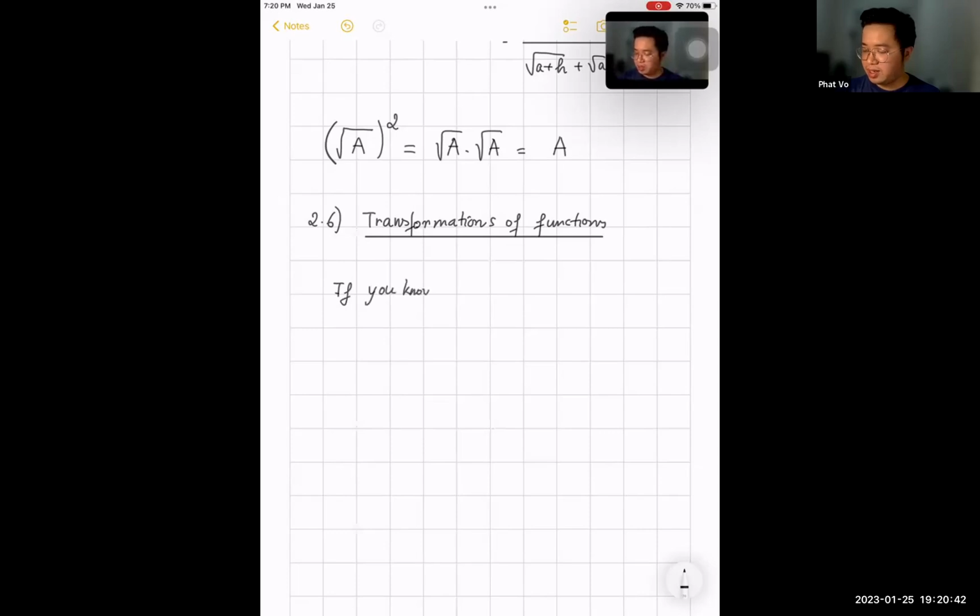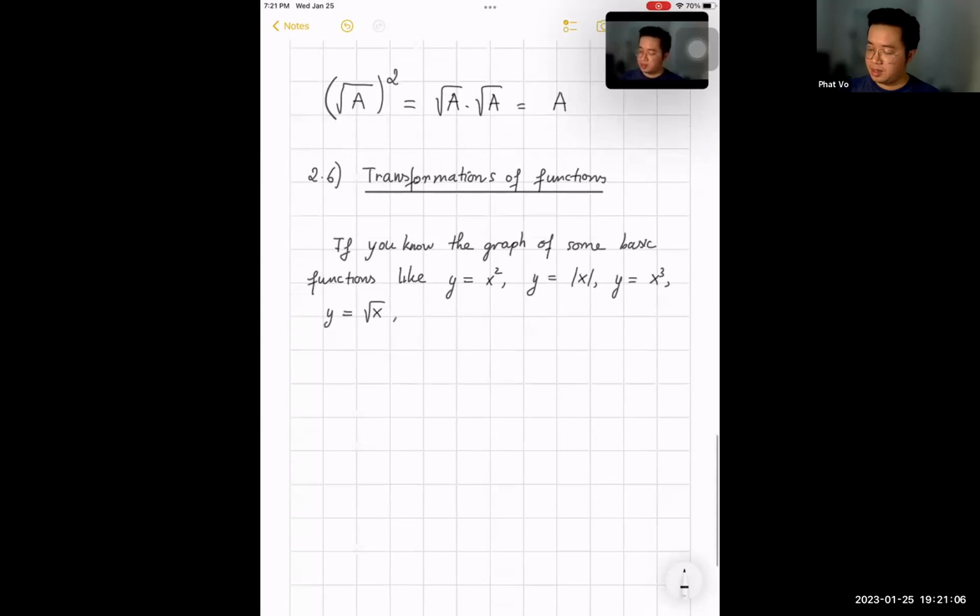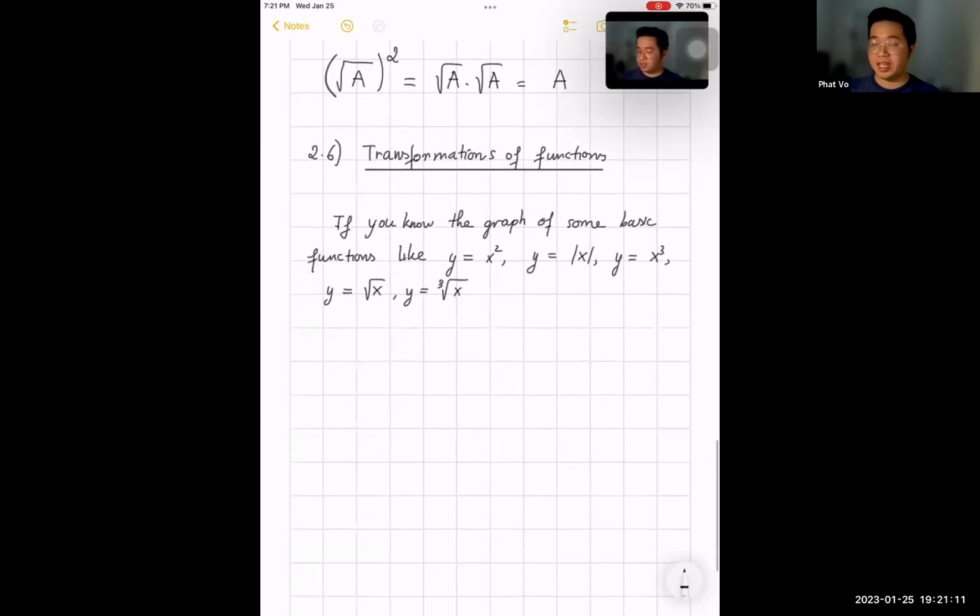If you know the graph of some basic functions like x squared, absolute value of x, x cubed, square root of x, cube root of x, something like this.